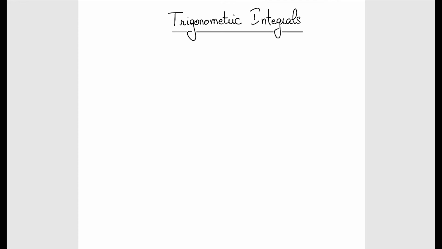Trigonometric integrals. In this section, we're going to use trig identities that we learned from our trig course to integrate certain combinations of trig functions. We're going to start with powers of sine and cosine. Let's talk about the following example.